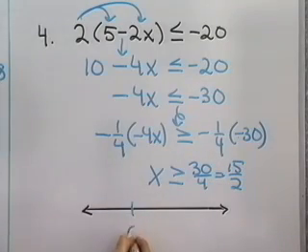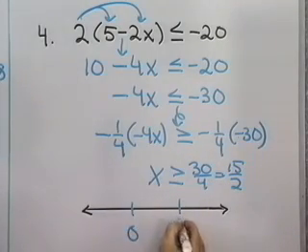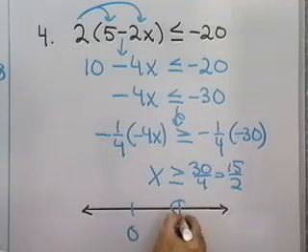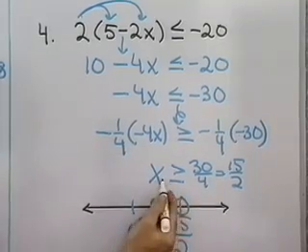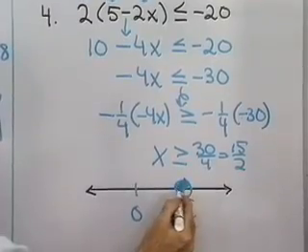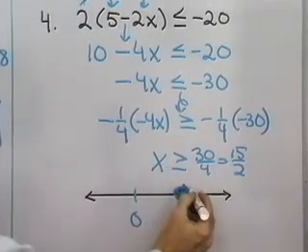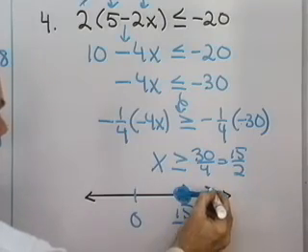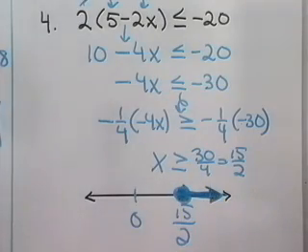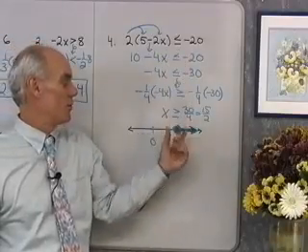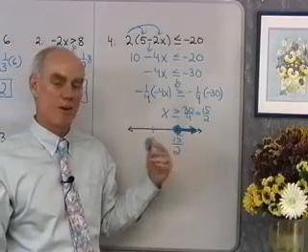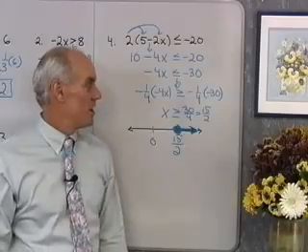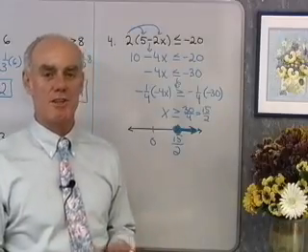So I'll put in 0 for reference. Over here is 15 halves. Draw a circle around the endpoint 15 halves. It's greater than or equal to, so I color it in. And since it's greater than or equal to, my arrow is going to go to the right. So there is the solution to this inequality right here. All real numbers x such that x is greater than or equal to 15 halves. So that's how we solve linear inequalities in algebra.